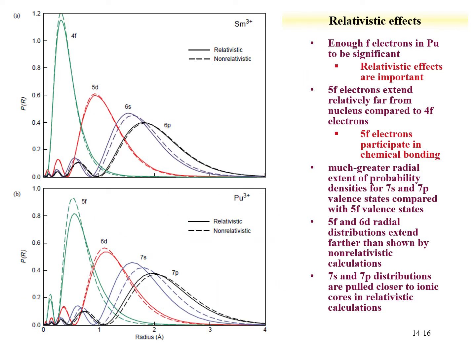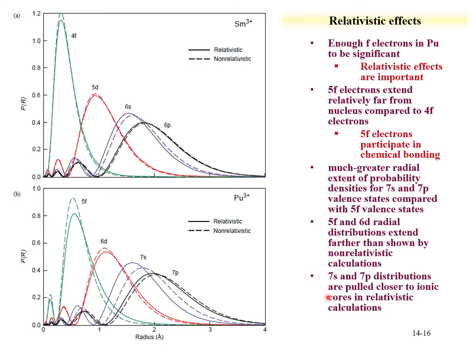So plutonium has the right amount of F electrons for this chemistry to be significant. One of the influences of the heavy nucleus of plutonium and the actinides is to impart relativistic effects on these F electrons. What's the manifestation of relativistic effects?